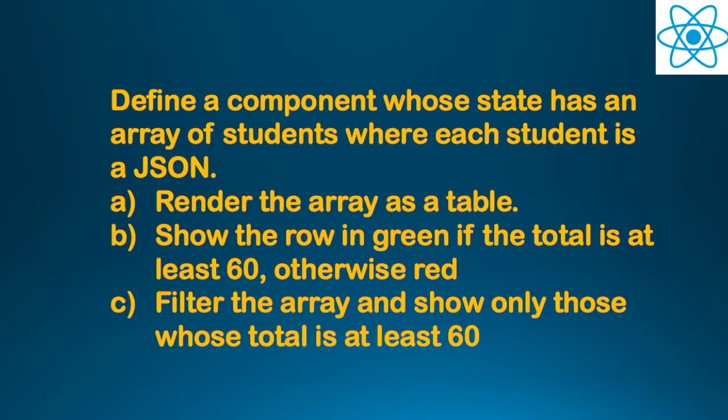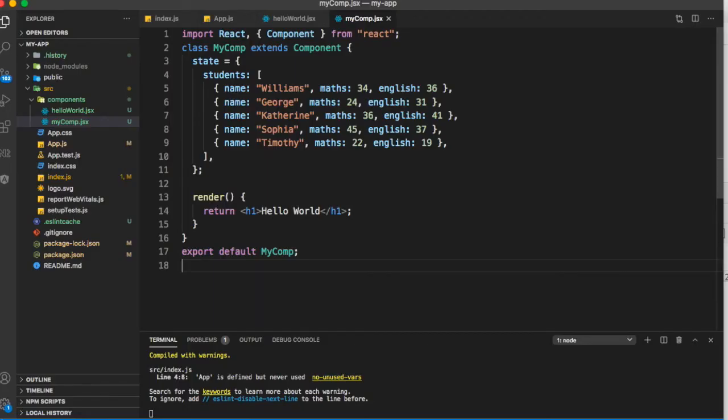Define a component whose state has an array of students where each student is a JSON. Render the array as a table. So here in my mycomp, in the state, we have this array students, which is an array of JSON. And what do we want to do? We want to show this data in a table. So let's go to our render.